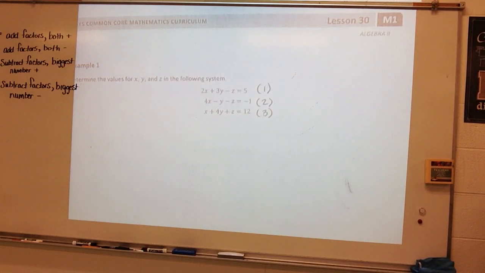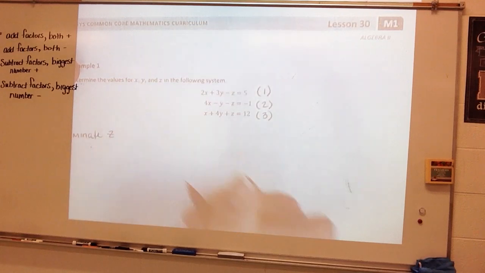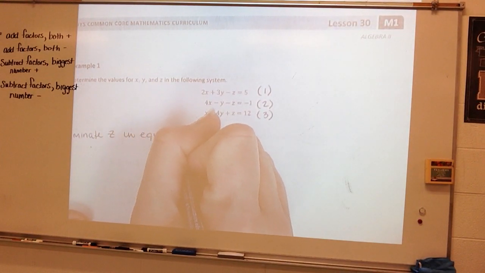Alright, so I would suggest that you number your equations. The reason being is once you see these steps, you're probably going to see that numbering them does help. Alright, so here's what we're going to do. We are going to eliminate one of our variables from equation number 1 and 2. And I'm going to write out my steps. So I'm going to eliminate z in equation 1 and 2.